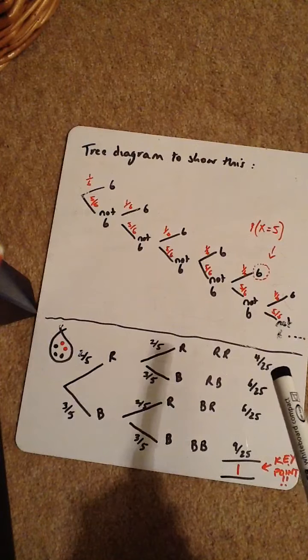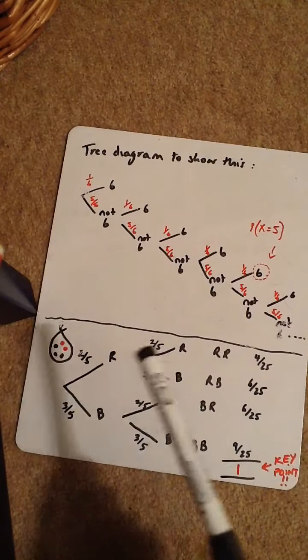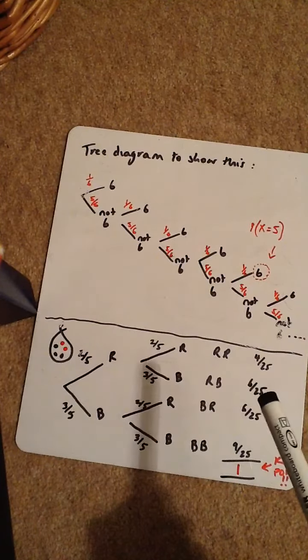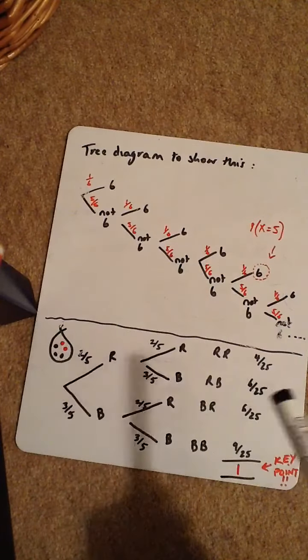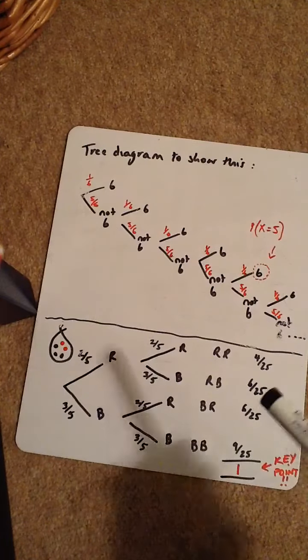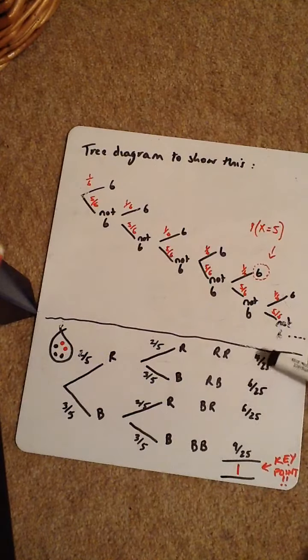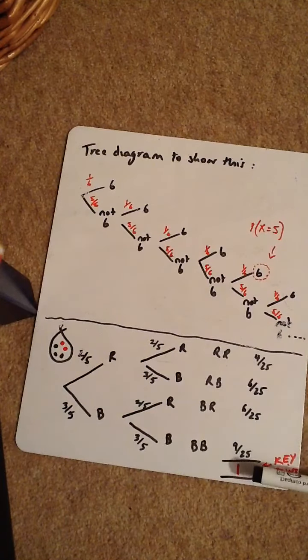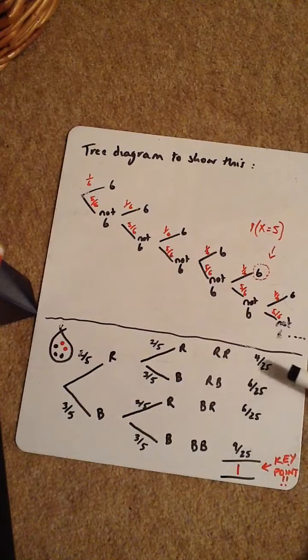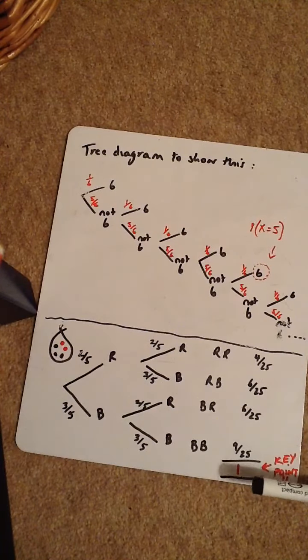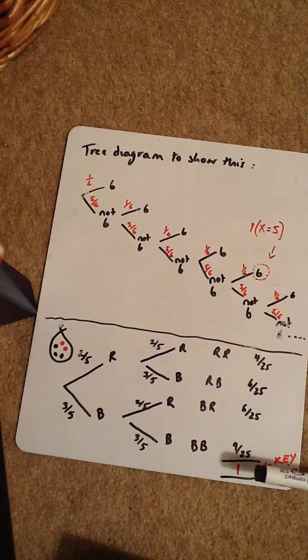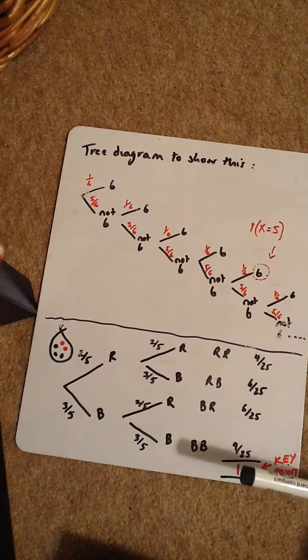So 4 out of 25, that's 2/5 times 2/5. 6 out of 25, that's 2/5 times 3/5, and so forth. As I said, this hasn't got anything to do with the geometric distribution, so don't get confused there. But the key thing is that all of these probabilities here must add up to 1. So all of the possible outcomes, if you add them together, must add up to 1. And that's going to be really key when we look at the geometric distribution.